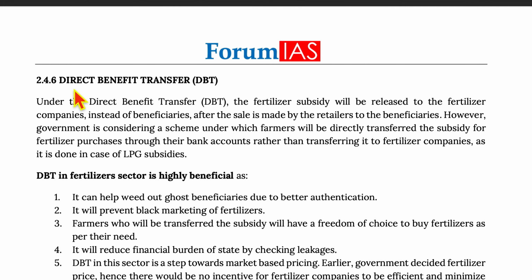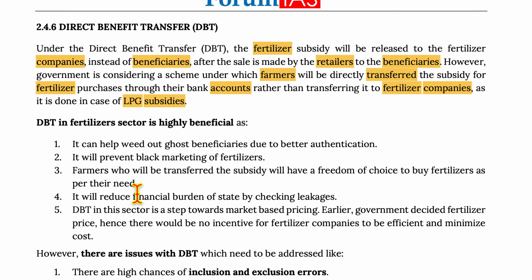Now, DBT, that is direct benefit transfer. Under DBT, the fertilizer subsidy will be released to the fertilizer companies instead of the beneficiaries after the sale is made by the retailer to the beneficiary. However, the government is considering a scheme under which farmers will be directly transferred the subsidy for fertilizer purchase through their bank accounts rather than transferring it to the fertilizer companies, as is done in the case of LPG subsidies.